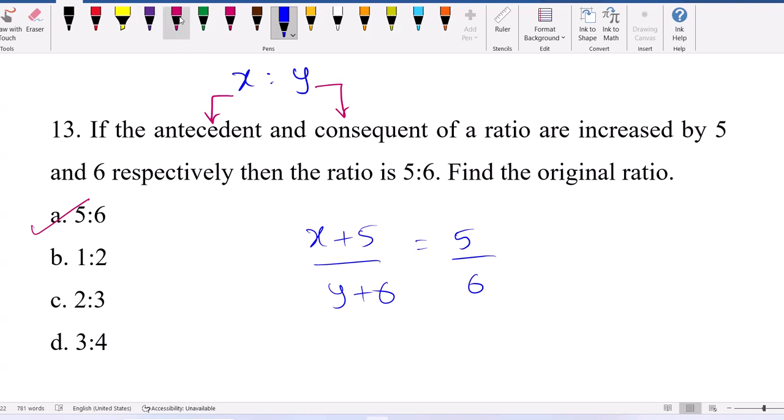Now do cross multiplication. 6x here, 5y here. Here 30, here 30 will cancel. 5 into 6, okay. 6x equal to 5y, so what is x by y now? 5 by 6, same thing. That's what I told you. So this is very basic because already 5 is to 6, you are adding according to that only, 5 and 6 only. If originally 3 is to 4, if you add 3 to the numerator and 4 to the denominator, then finally it will be 3 is to 4 only.